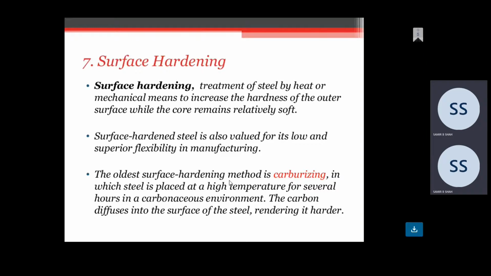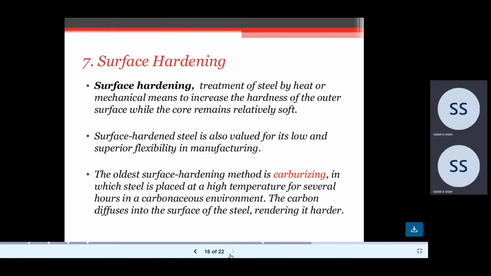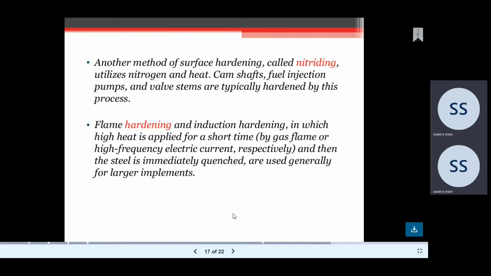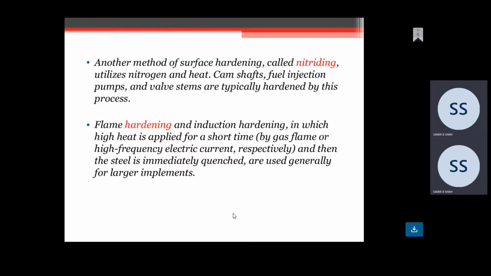Mostly the oldest surface hardening method is carburizing, where steel is placed at high temperature for several hours in a carbon environment, and the carbon diffuses into the surface of the steel, rendering it harder. Another method of surface hardening is nitriding. In carburizing we diffuse the carbon, while nitriding is used in the camshaft or fuel injection pump, where we utilize nitrogen and heat.